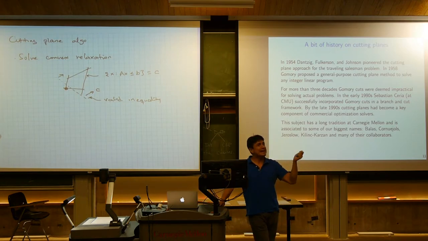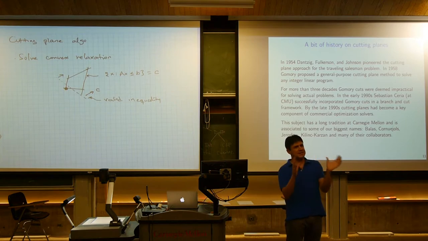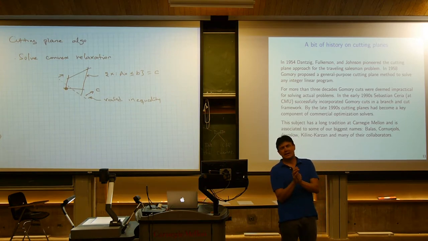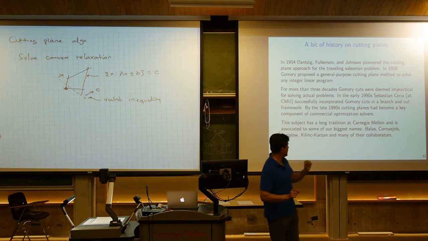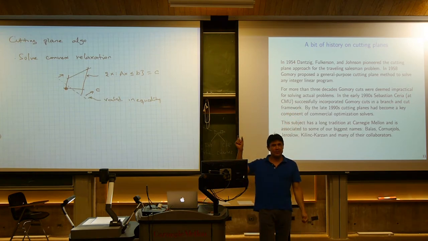So Danzig and his collaborators devised the first type of cutting plane algorithm for the traveling salesman problem. So it was very specific, very tailor-made for the traveling salesman problem. And then in the late 50s, a few years later, I think his first name was Ralph Gomory. He was working at the Navy. He was a mathematician. I think he had written his dissertation in differential equations, something very much in pure math. But then he needed to solve integer programs, and he proposed a very general cutting plane algorithm. Unlike the approach of Danzig, Fulkerson, and Johnson, the approach of Gomory was very general.